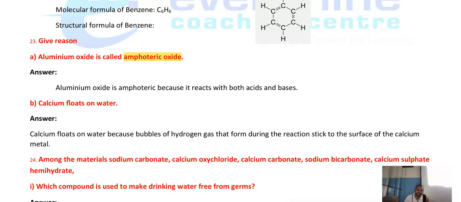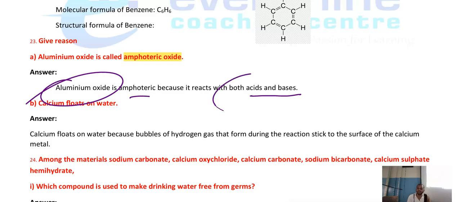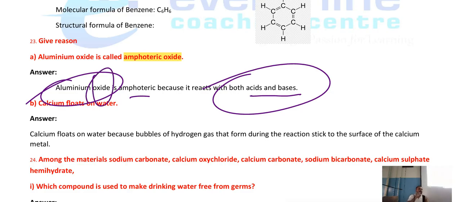Now amphoteric, these are nothing but they react with both acids and bases. Aluminum oxide is an amphoteric oxide because it reacts with both acids and bases. You can write the answer like this. The oxides, this is an important word, the oxides which react with both acids and bases are known as amphoteric. Don't write.